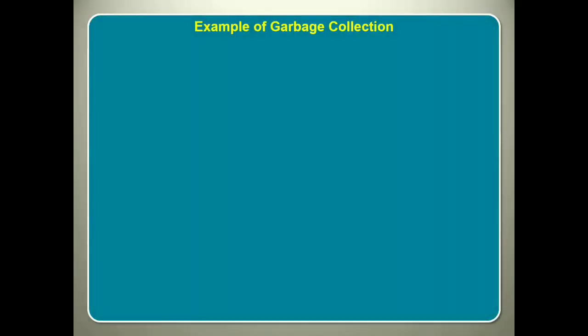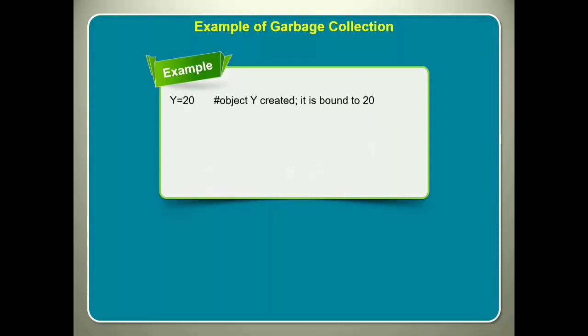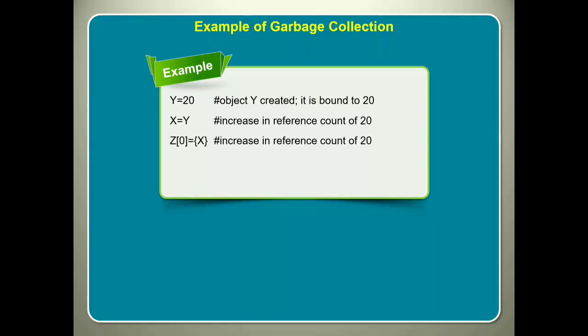Consider the code given below. Y is equal to 20. An object is created, which is bound to 20. X is equal to Y, increase in reference count of 20. Z is equal to X, increase in reference count of 20. Delete Y, decrease in reference count of 20. X is equal to 10, decrease in reference count of 20.